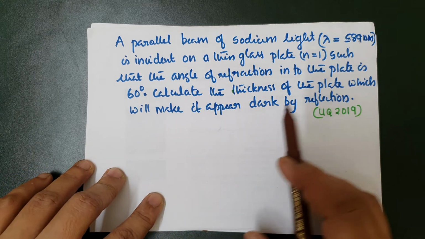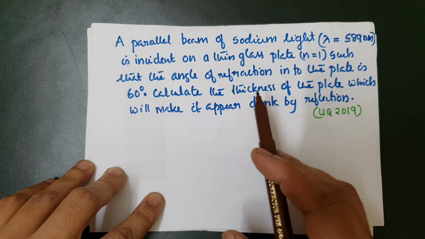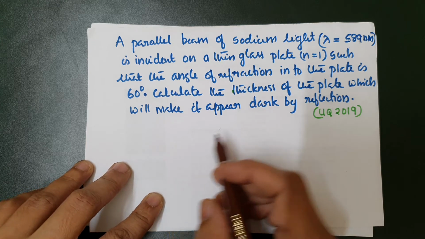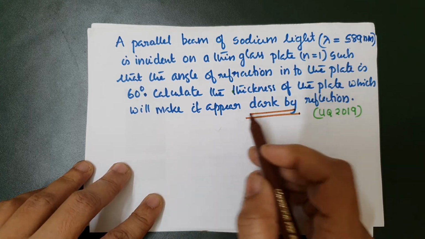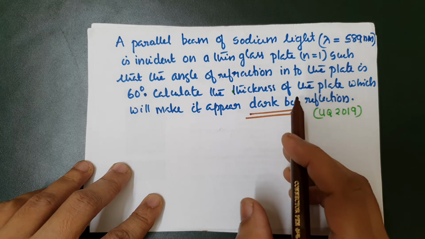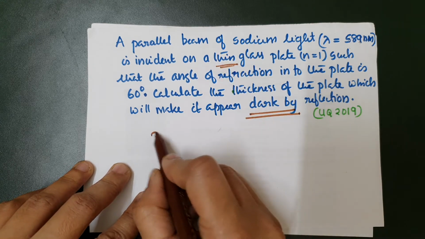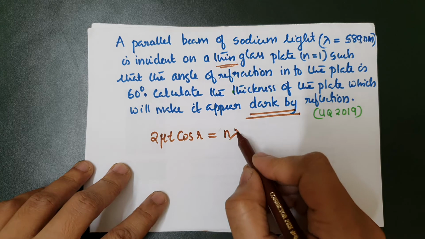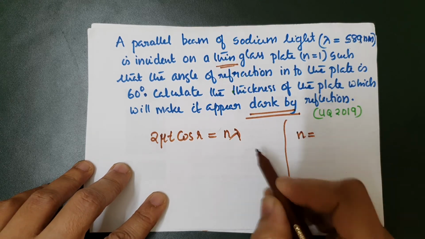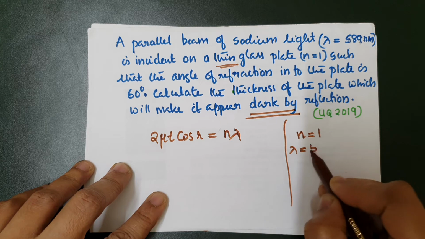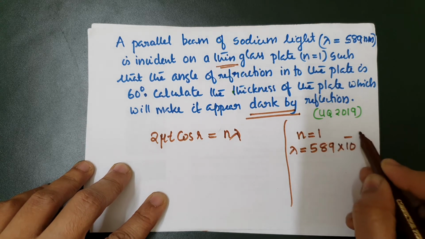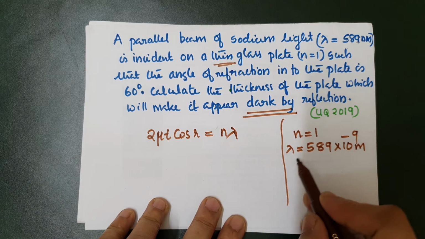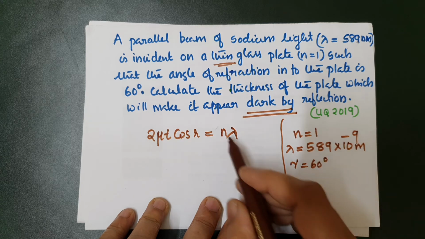So we have a relation connecting the thickness, the lambda and the refractive index. That is the condition for it to be dark. So the condition for the dark band in thin film is 2 mu t cos r is equal to n lambda. Here n is equal to 1 and lambda is 589 nanometer, that is 589 into 10 raised to minus 9 meter. 1 nanometer is 10 raised to minus 9 meter. And the angle r is given as 60 degrees. Calculate the t.